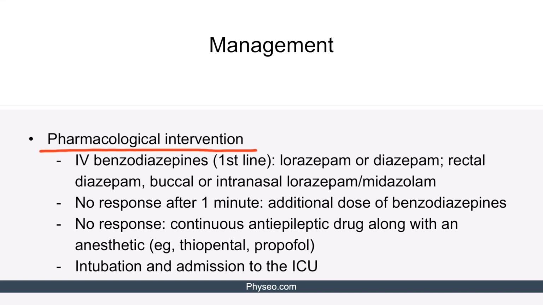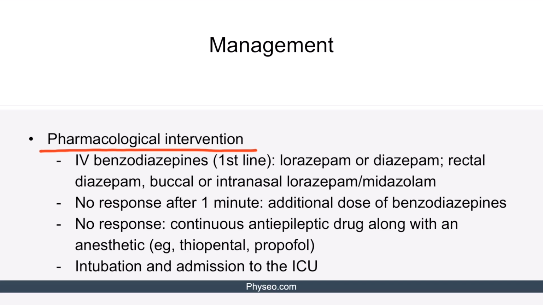Well, we've talked about the first line, benzodiazepines. We talked about lorazepam before. You can also use diazepam. And if you can't get IV access, then you can actually administer diazepam in a rectal form. And we mentioned this before, but also in the absence of IV access, you can use a buccal or intranasal route. So in those instances, you're thinking of lorazepam or midazolam.